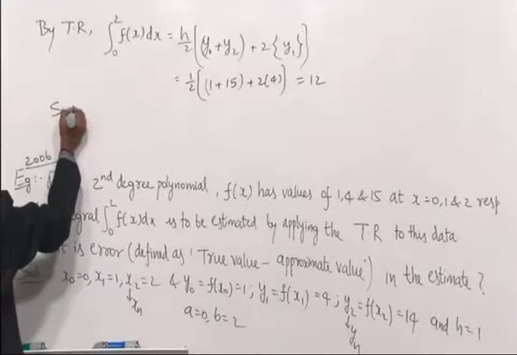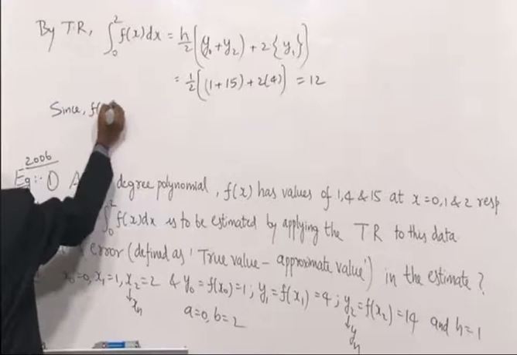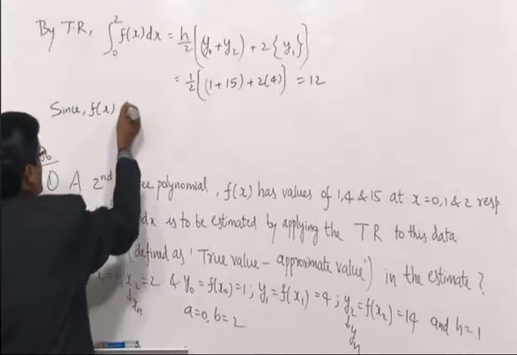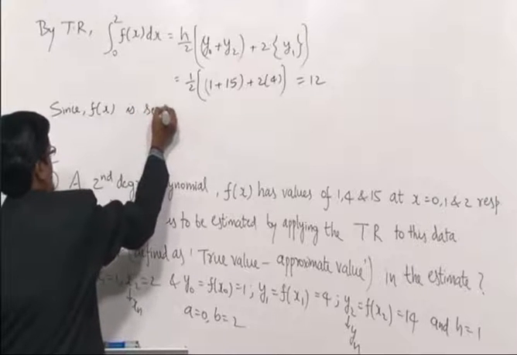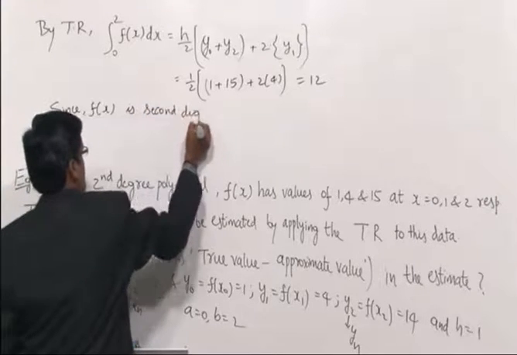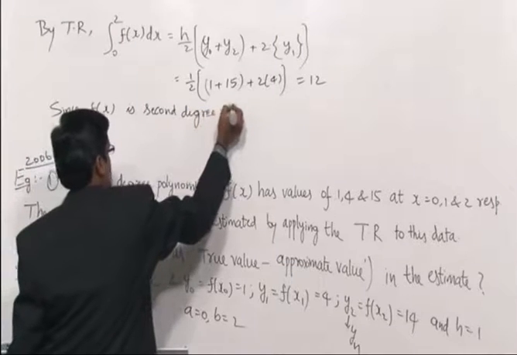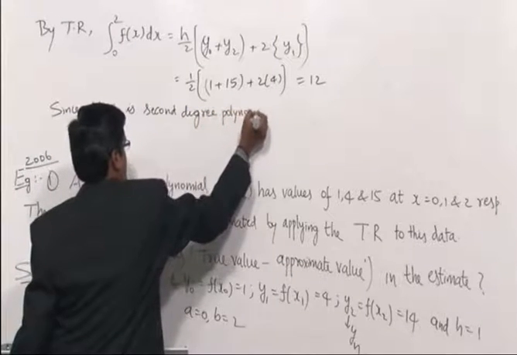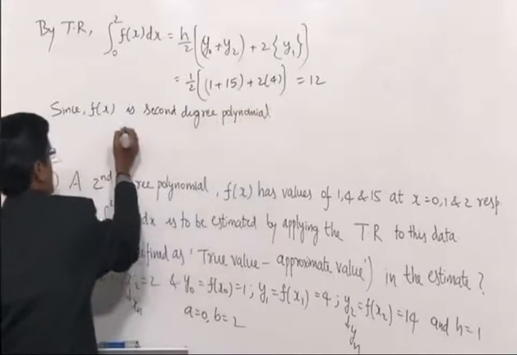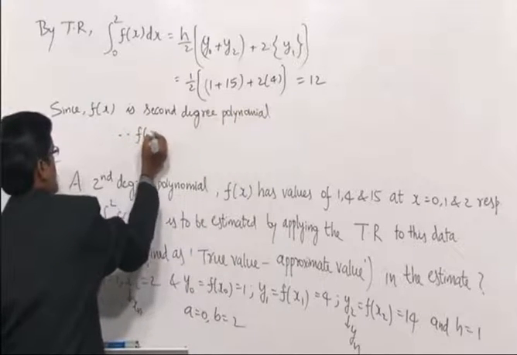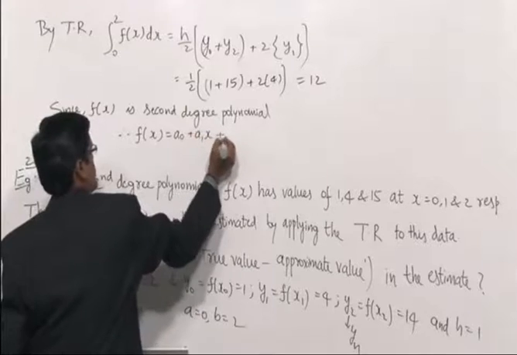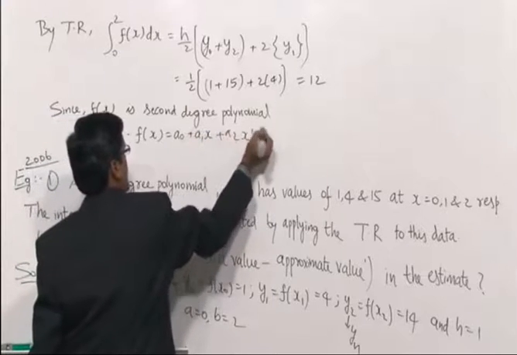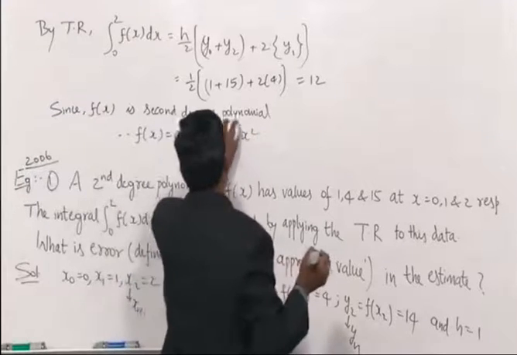Since f of x, now I am doing it analytically, the exact method, using integration, is a second degree polynomial, therefore f of x is in the form of a0 plus a1x plus a2x square. General second degree polynomial I have taken.